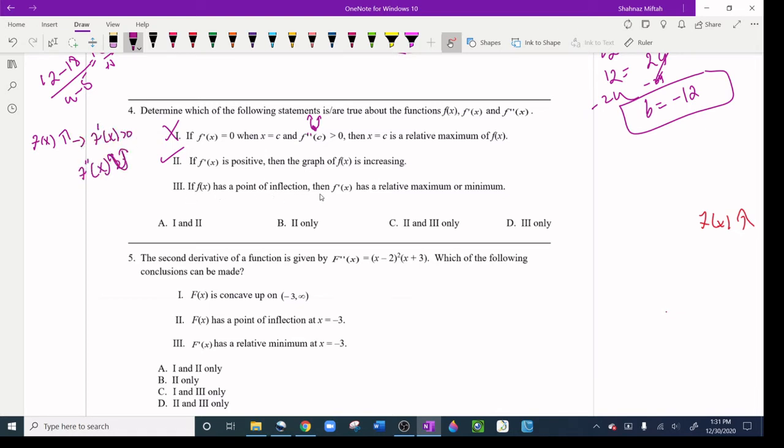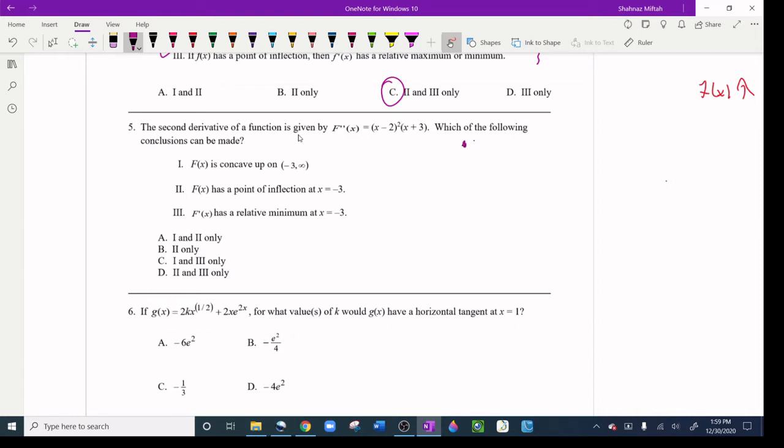If f of x has a point of inflection, then f prime x has a relative maximum or minimum. If I have a relative maximum, like concave up is relative minimum, concave down is relative maximum, the point between them is my point of inflection, because that's where the concavity is changing. So that's true. So the answer is C.